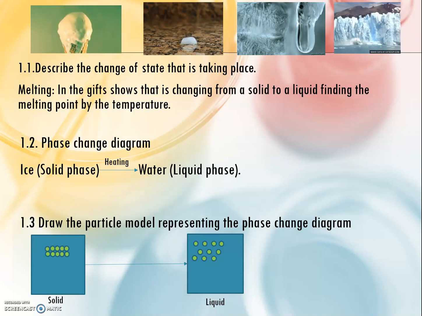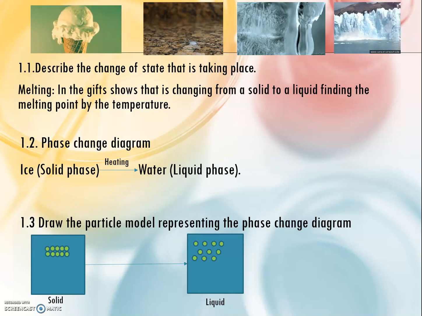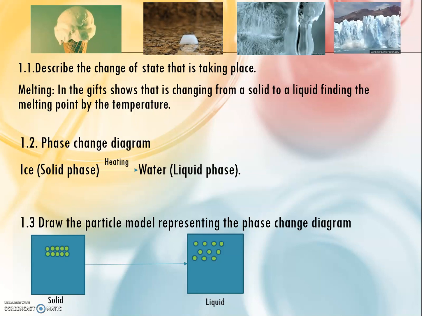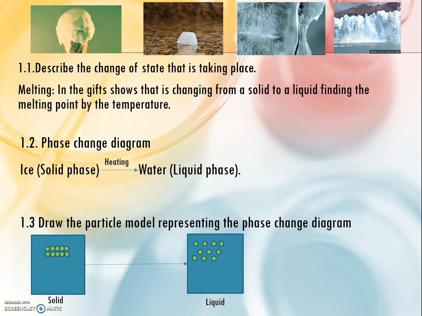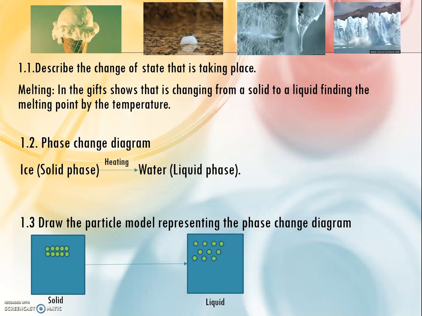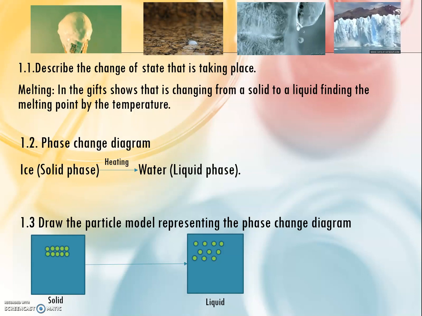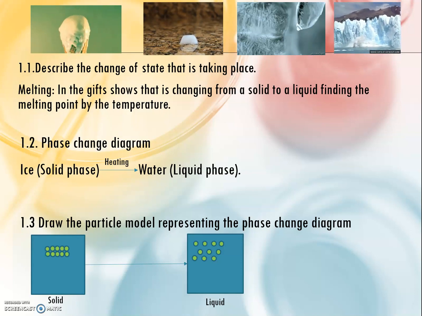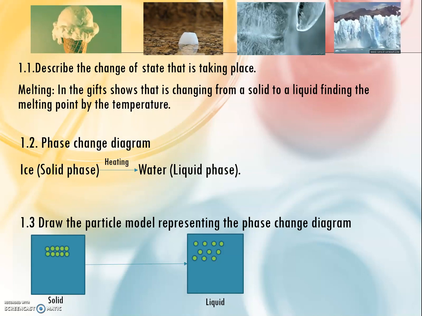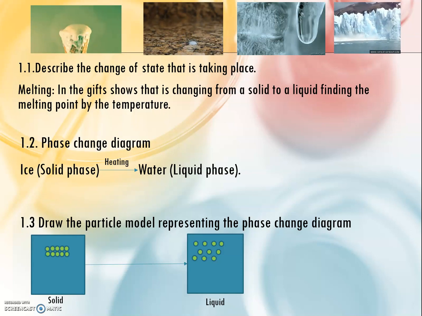Describe the change of state that is taking place. Melting. The GIF shows that it is changing from a solid to a liquid. The melting point is found by the temperature. Phase change diagram. Ice, that is solid state, by heating transforms into water, that is liquid state. Draw the particle model representing the phase change diagram.